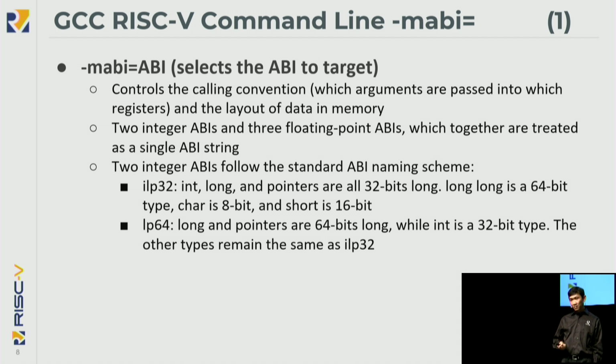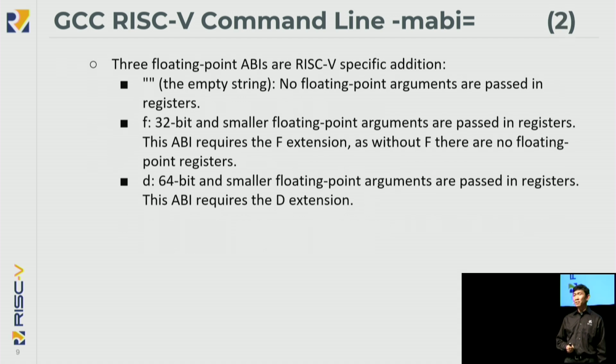In the case of the two integer ABIs, it follows the normal standard ABI, where ILP32 means the int, the long, and the pointer are all 32 bits long. A long long is a 64-bit type, a char is 8-bit, and a short is 16-bit. On the other hand, in LP64, a long and a pointer are now 64-bit, which is conventional, just like any other architecture. But what becomes interesting and specific to RISC-V is that you can tag on the three floating point options to that.